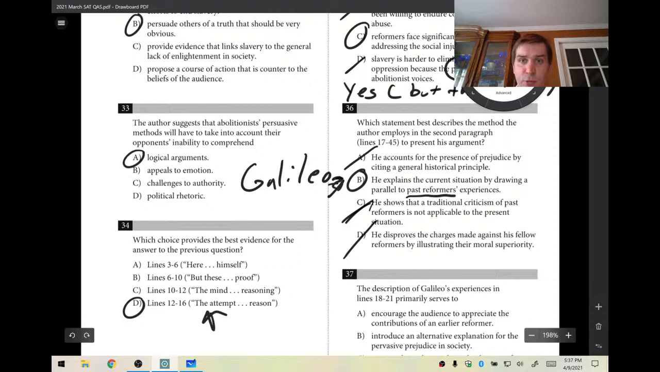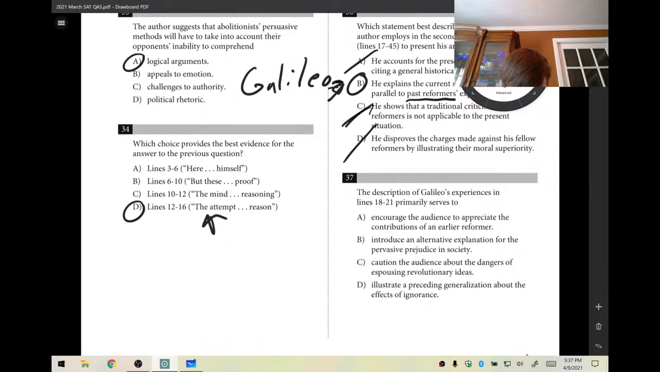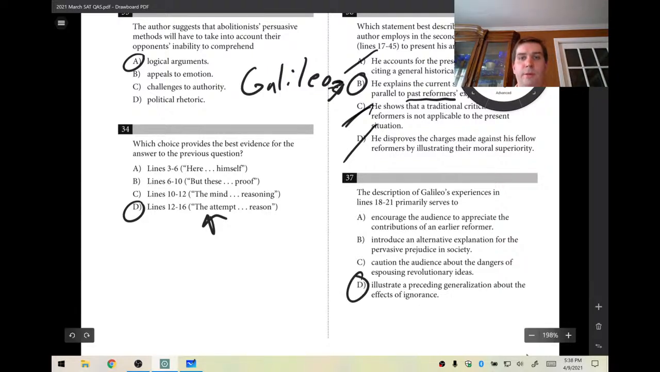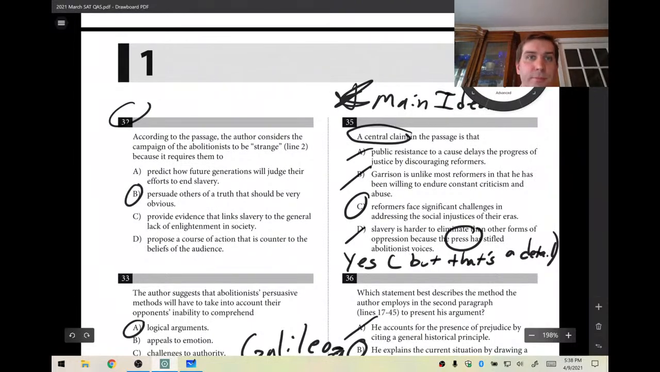That was the past reformer he was talking. And it is plural. He does talk about past reformers, but Galileo being one of them. Let's look at 37. The description of Galileo's experience in lines 18 to 21 primarily serves to do what? They illustrate a preceding generalization about the effects of ignorance. I guess I'll just briefly read from this bit, 18 to 21.